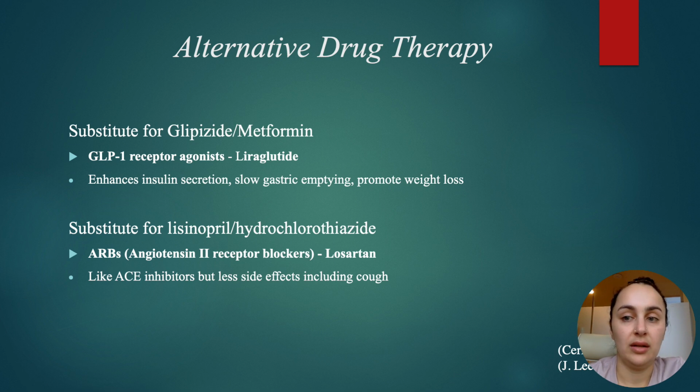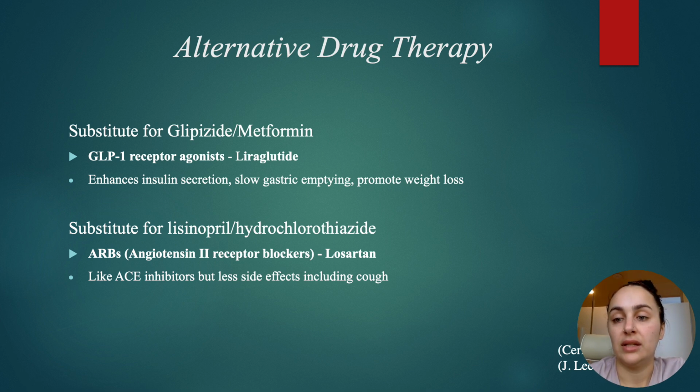The alternative drug therapy that I chose as a substitute for glipizide and metformin is a GLP-1 receptor agonist like liraglutide, which enhances insulin secretion and slows gastric emptying to promote weight loss. And for lisinopril and hydrochlorothiazide, I chose an angiotensin II receptor blocker, losartan, which is like an ACE inhibitor but has fewer side effects, including a cough.